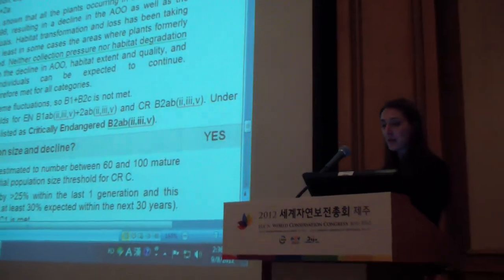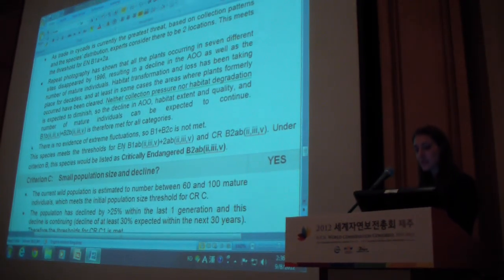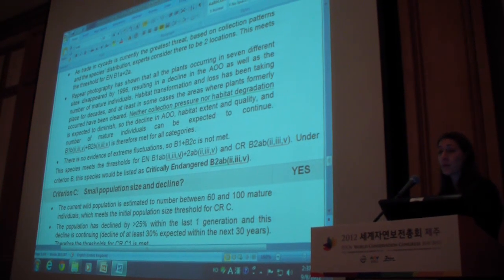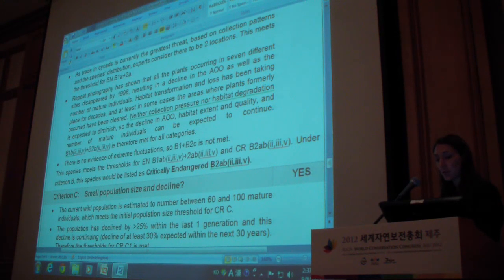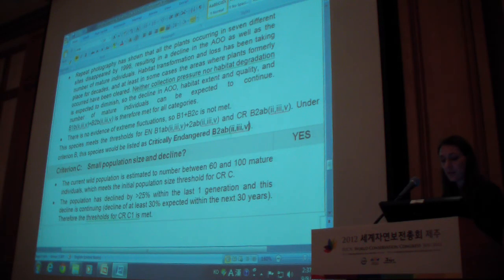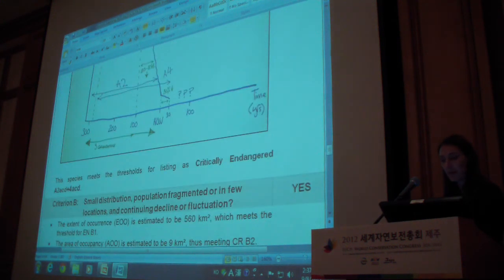So again, because of the threshold to list the species under endangered for B1AB 2, 3, and 5, or potentially 2, 3, 4, and 5, plus 2AB 2, 3, 4, and 5, or critically endangered B2, you would always choose the highest category. So far we've got the species listed under critically endangered A2 plus 4, blah, blah, blah, and critically endangered B2. So, I just gave away the first bit of the next one.